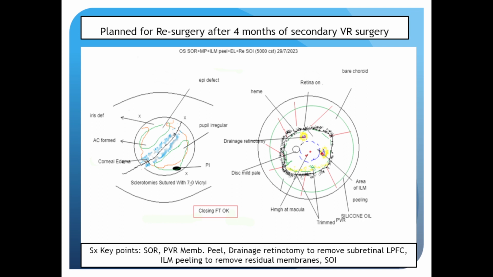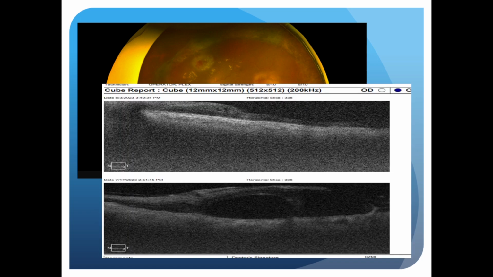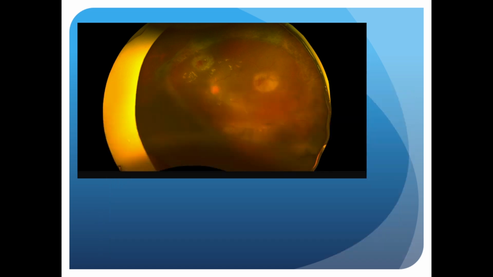5,000 CST. Drainage retinotomies were made in these particular areas, and ILM peeling was also done as there was extensive PVR. Membranes which were present in the periphery were also removed in this patient, and silicone oil was put at the end of the surgery. So this is the picture after, the Optos picture.